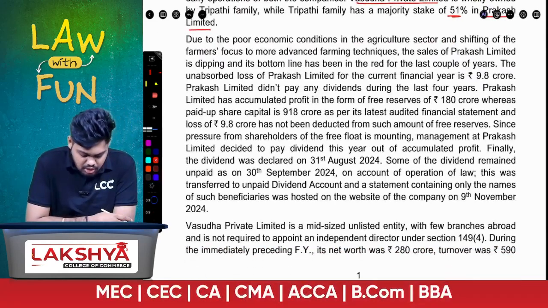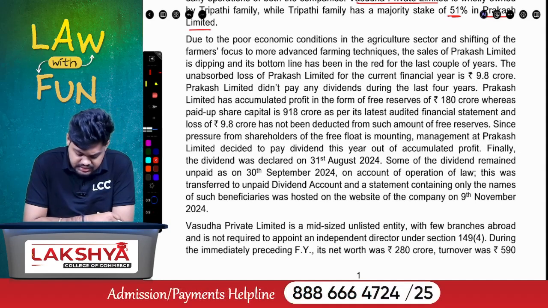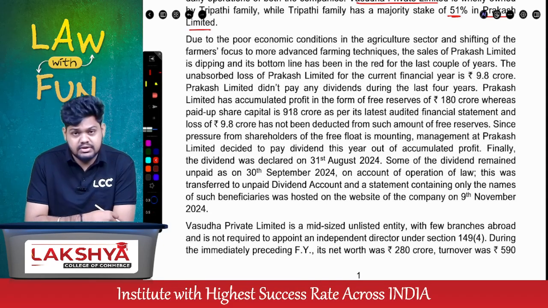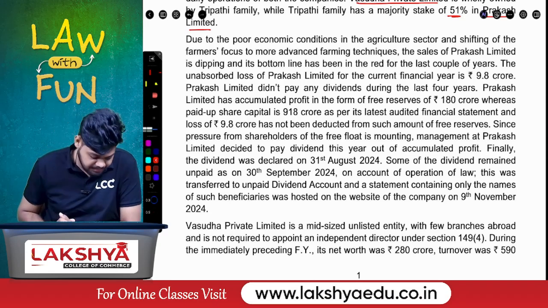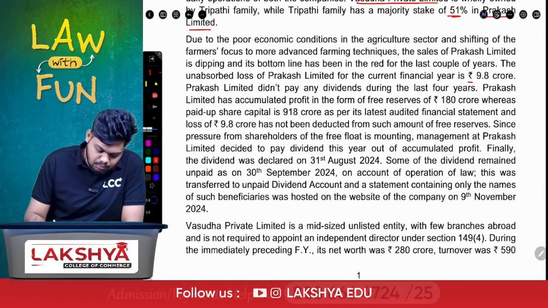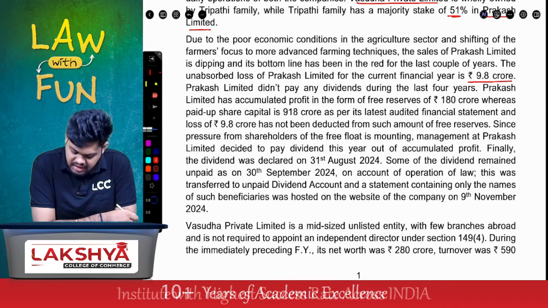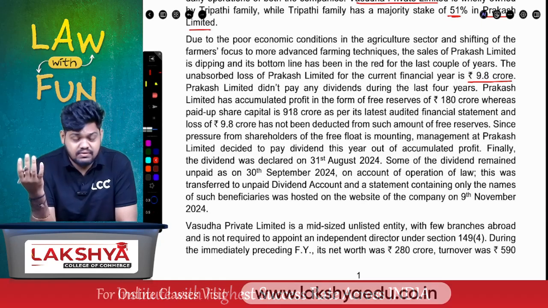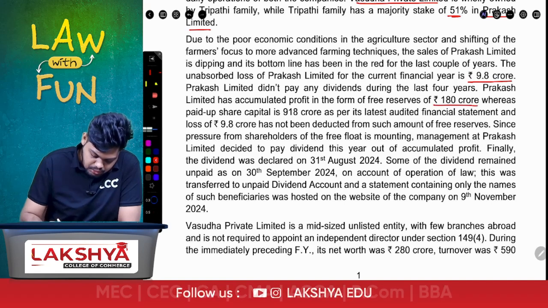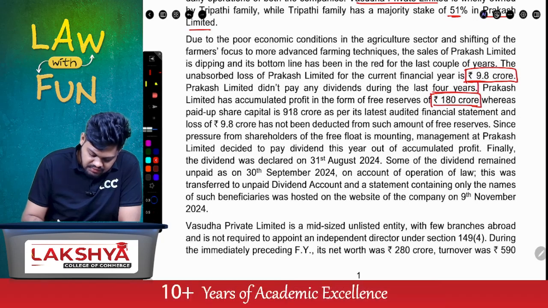Due to poor economic conditions in the agriculture sector and the shifting of farmers' focus to more advanced farming techniques, the sales of Prakash Limited are dropping and its bottom line has been in the red for the last couple of years. That means they have been making losses for the last couple of years already. The unabsorbed losses of Prakash Limited for the current financial year are rupees 9.8 crores. Prakash Limited didn't pay any dividend during the last 4 years. Prakash Limited has accumulated profit, they have reserves of rupees 180 crores. So they have reserves of 180 crores, a current year loss of 9.8 crores, and did not pay dividend for the last 4 years.